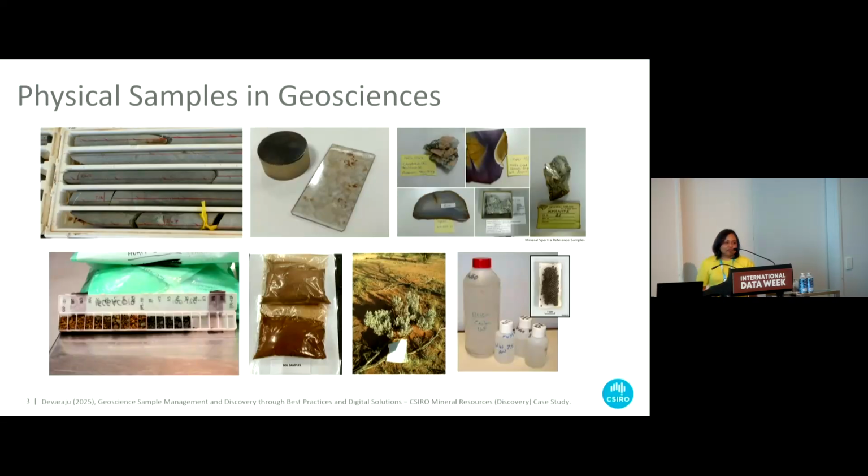For those who don't know what physical samples in geosciences are, these are examples of samples. They range from cores, and from the cores you can extract microanalysis samples, for example, thin sections and polished blocks. And then we have soil samples, vegetation samples, and groundwater samples as well. As you can see, all the samples we collect in our program are diverse.